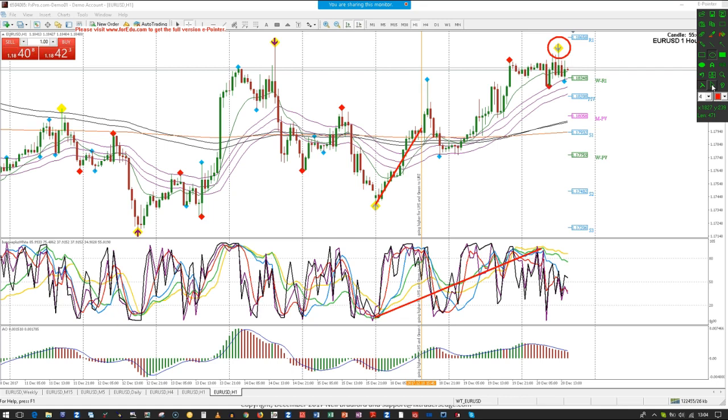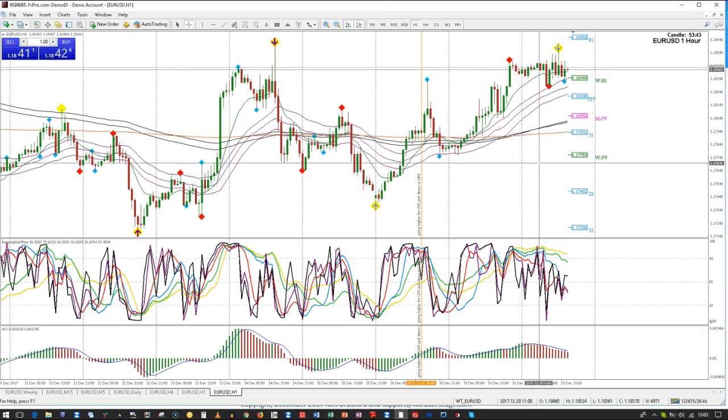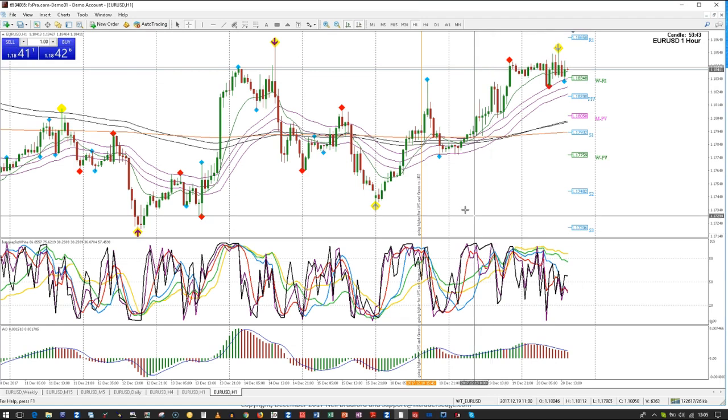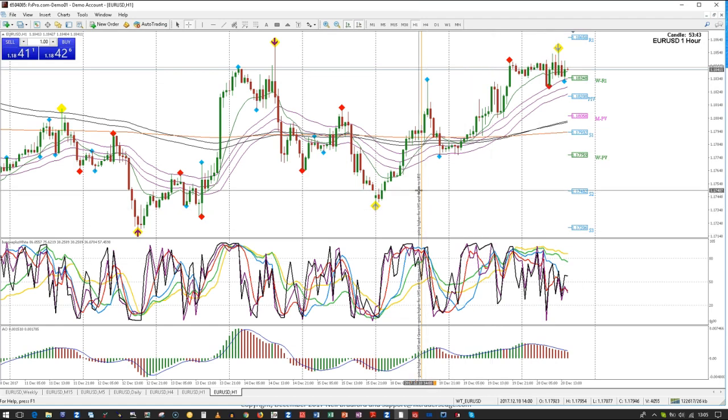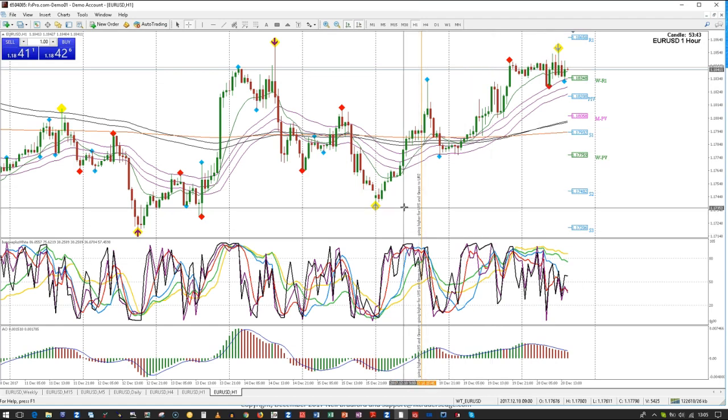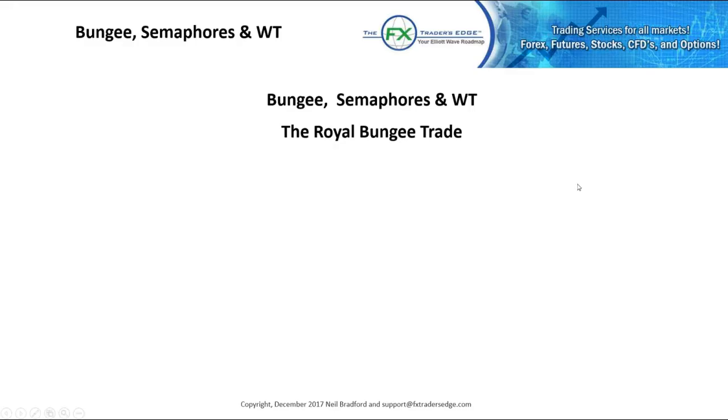There is another interesting thing about this which you might like to watch, and we'll come back to this chart shortly and you'll know why, because on this chart we have the Royal Bungee trade setting up. So what is the Royal Bungee trade? Let's make a start at understanding how this works.